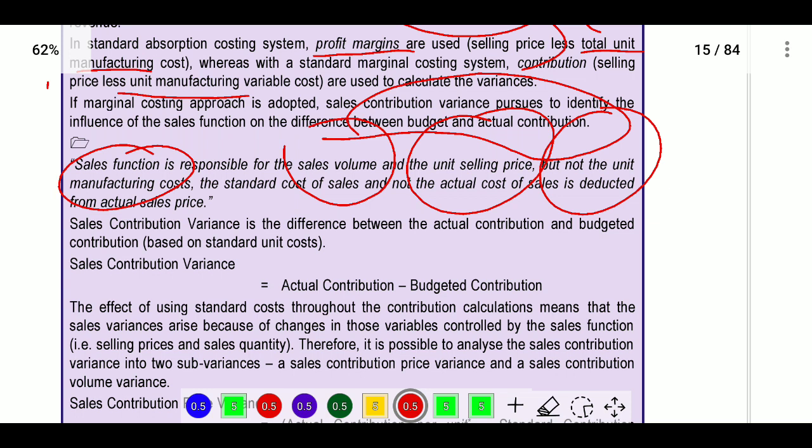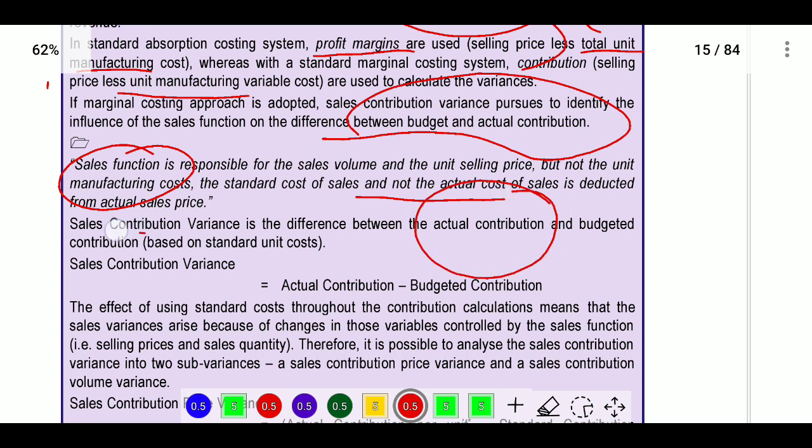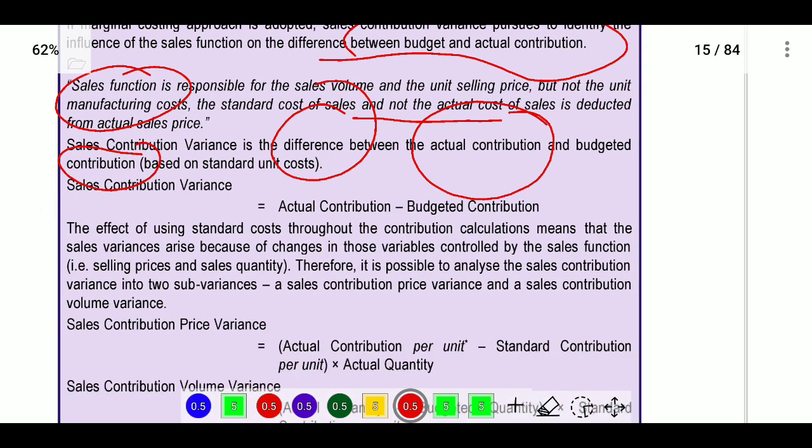The standard cost, and not the actual cost of sales, is deducted from the actual sale price. Next, sales contribution variance. Sales contribution variance is the difference between actual contribution and budgeted contribution. So sales contribution variance will be actual contribution minus budgeted contribution.